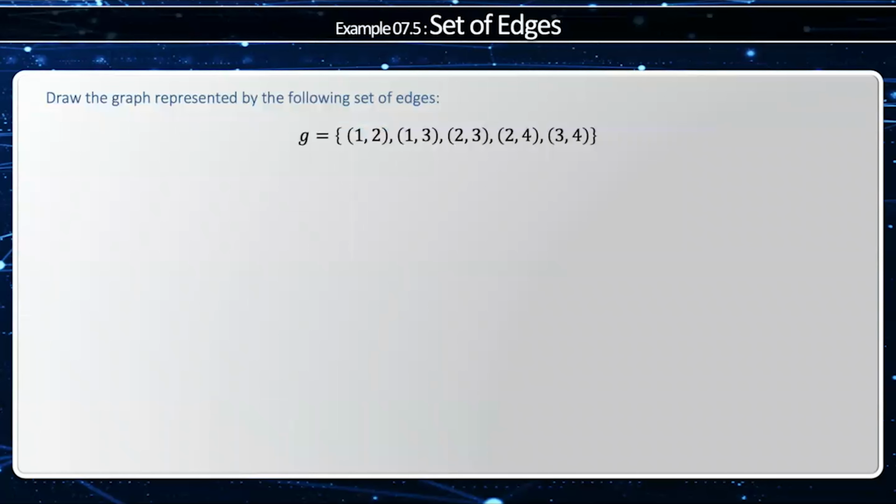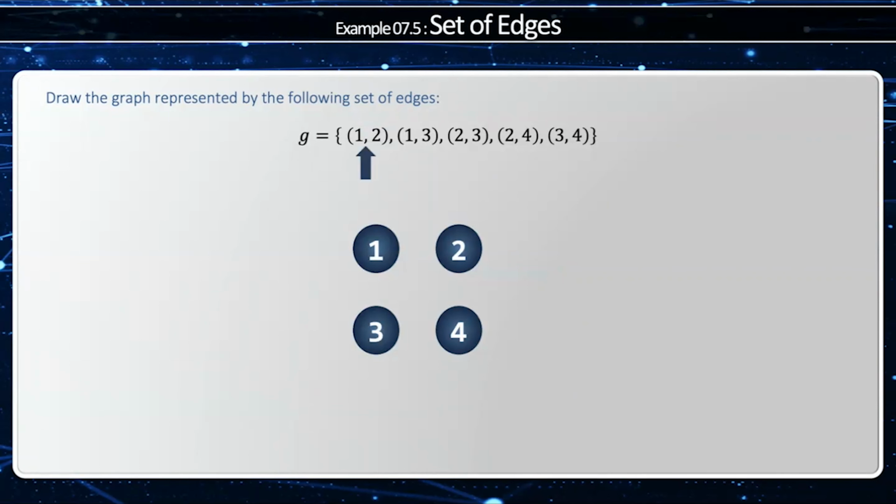Okay, here's my solution. So initially, I'm going to have 4 vertices, 1, 2, 3, and 4. I'm going to start with 1, 2, so source is 1, destination is 2. Then 1, 3, source is 1, sink is 3. 2, 3 goes from 2 to 3. 2, 4 goes from 2 to 4, and 3, 4 goes from 3 to 4. And there is my graph.